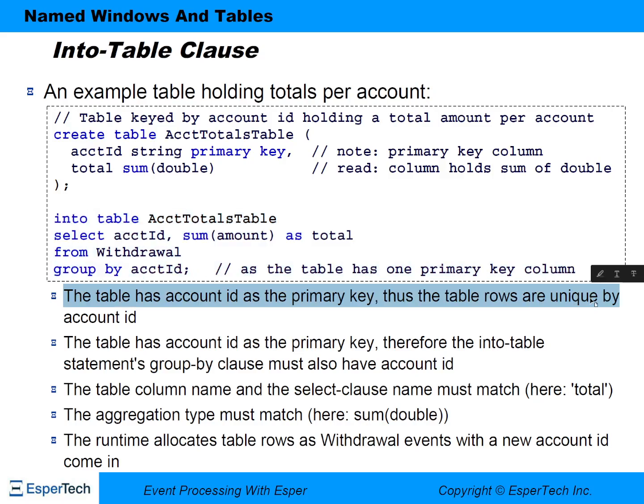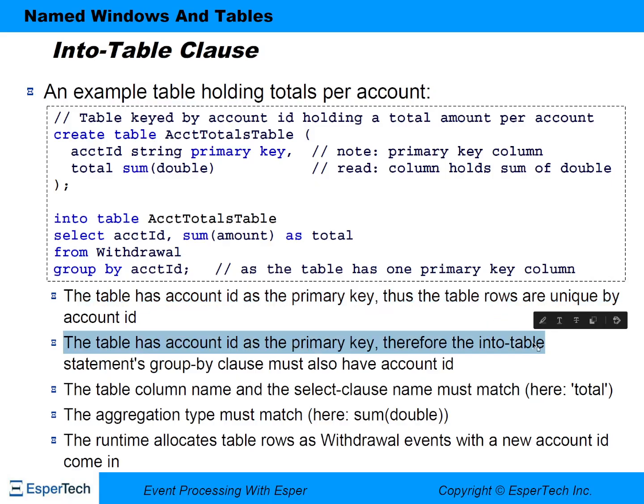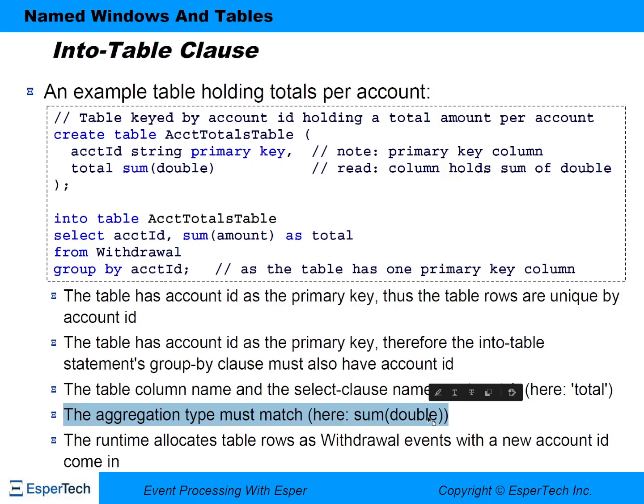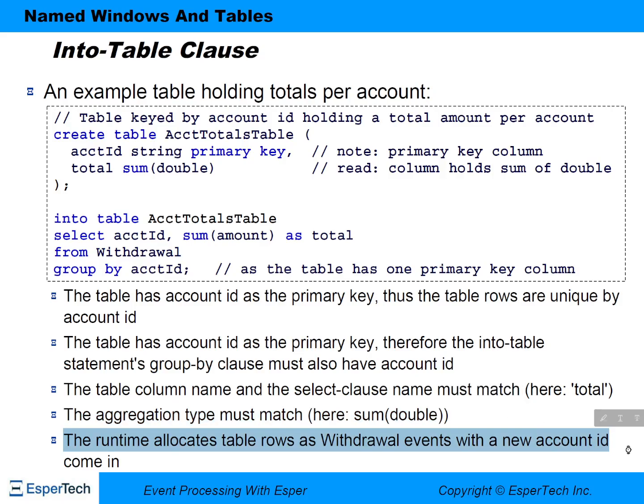The table has accountId as the primary key, thus the table rows are unique by accountId. Therefore the into table statement's group by clause must also have a key, here, accountId. The table column name and the select clause name must match. Here, there is only a single column by name total. The aggregation type must match. Here, there is only a single aggregation which is sum of double. The runtime allocates table rows as withdrawal events with a new account ID come in.